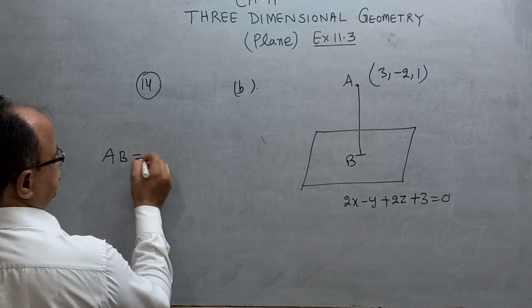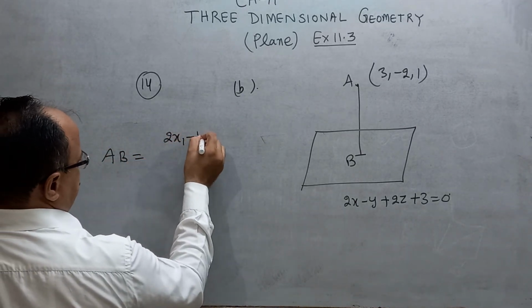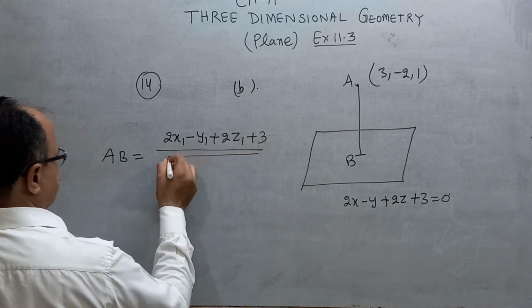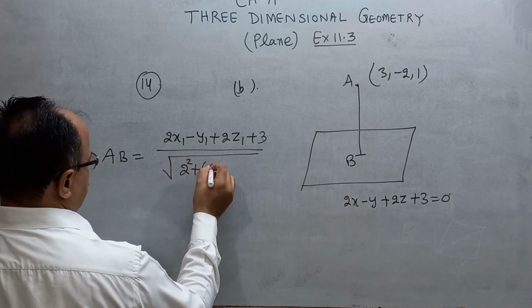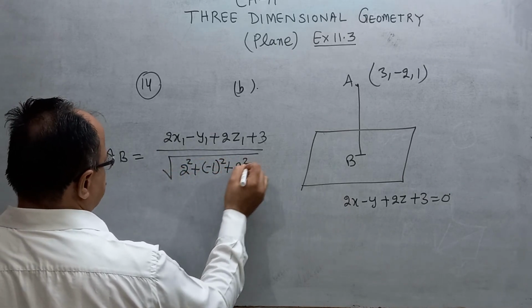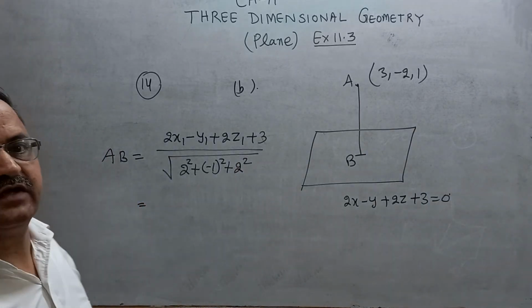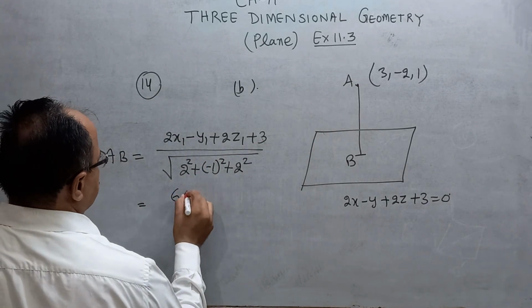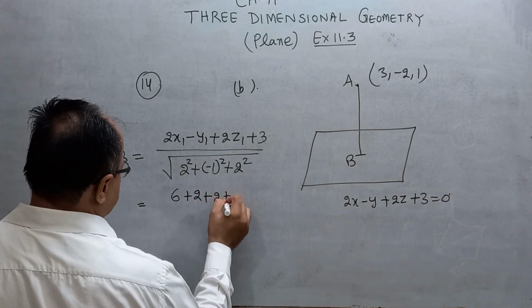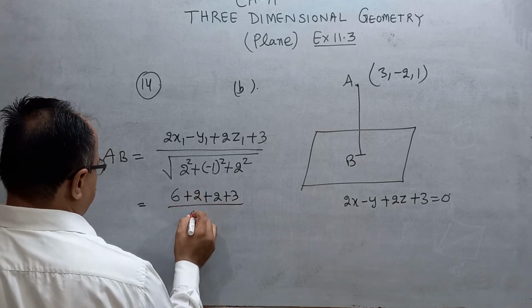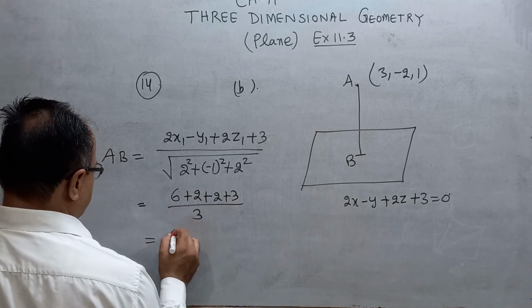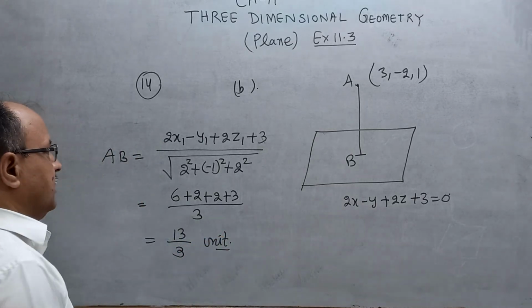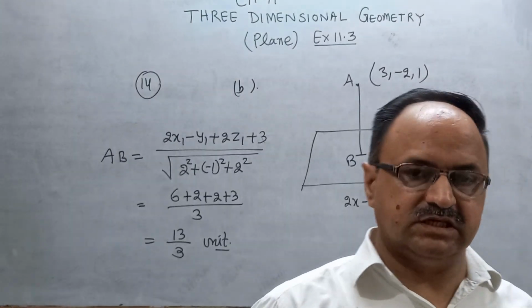Formula for this: 2x1 minus y1 plus 2z1 plus 3 divided by square root of 2 square plus minus 1 square plus 2 square. Now put the value of x1, y1, z1. 6 plus 2 plus 2 plus 3 divided by 3, therefore 13 by 3 units. Clear? This is question number 14.